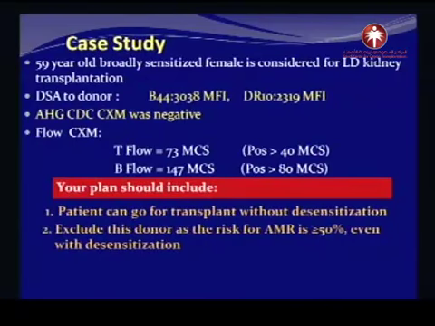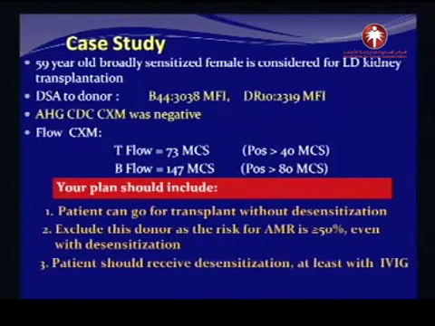Again, this is about risk stratification. So more than 50% incidence of AMR if she goes for transplant like this without desensitization. Or the patient should receive desensitization at least with IVIG, or none of the above. Is it clear? Any questions about the case?